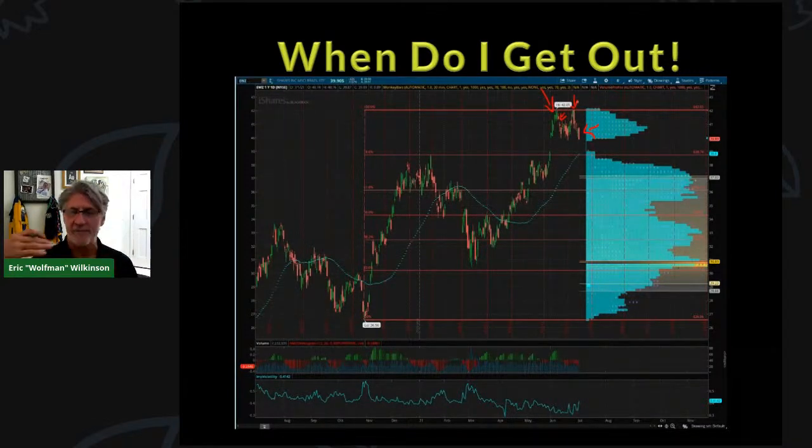The nice thing is it came back up, retested that resistance area because of my strike location. Remember, I'm short 42 calls. My break even is up at 42.33 for the spread. And then my short calls, even better strike location, right? Well above there. But we retested that. And the problem with the short call spread is it never came anywhere close to a place where I could get out for probably even 50% of max profit, which wouldn't be that much of a winner.